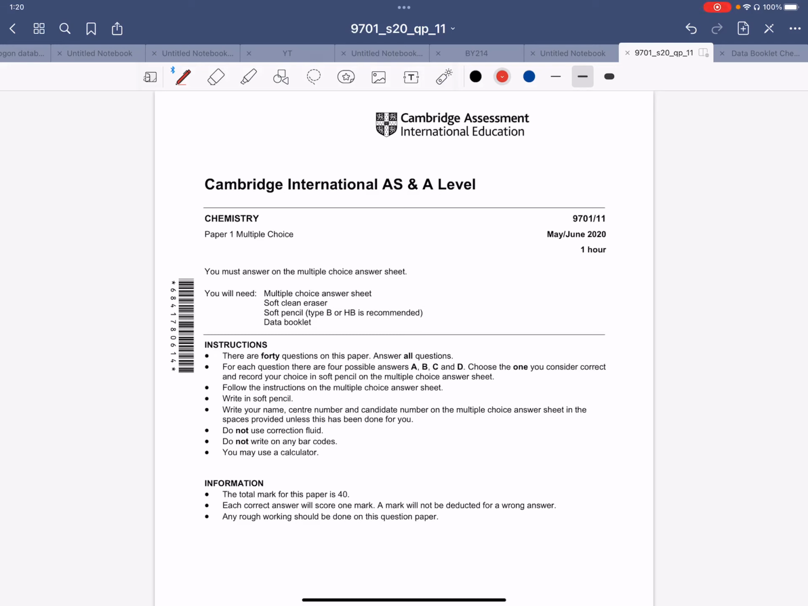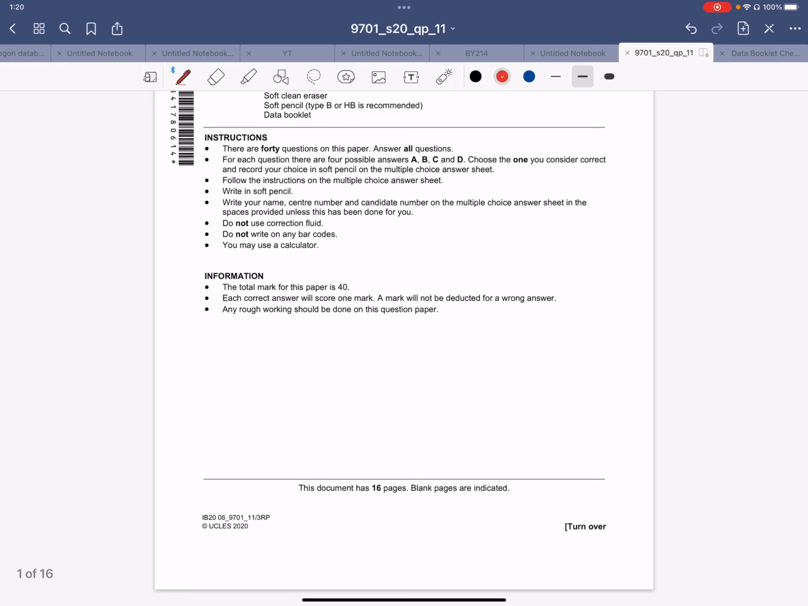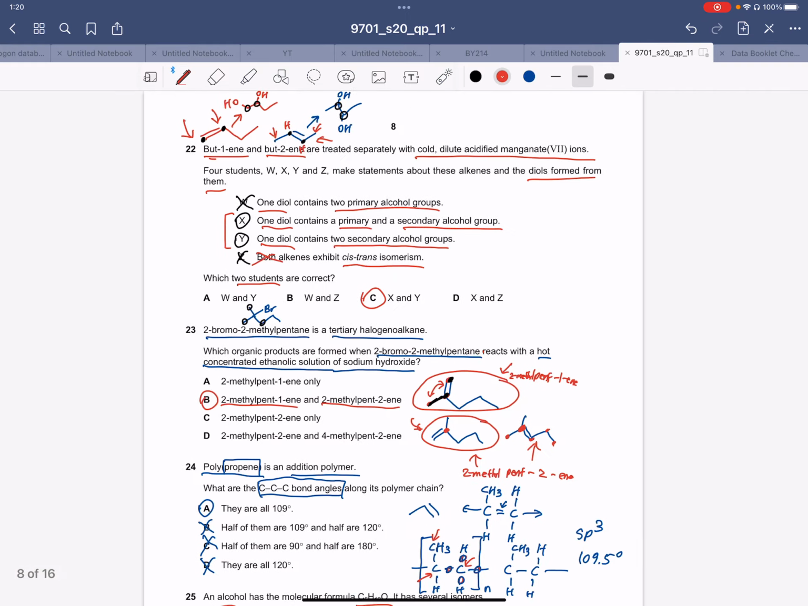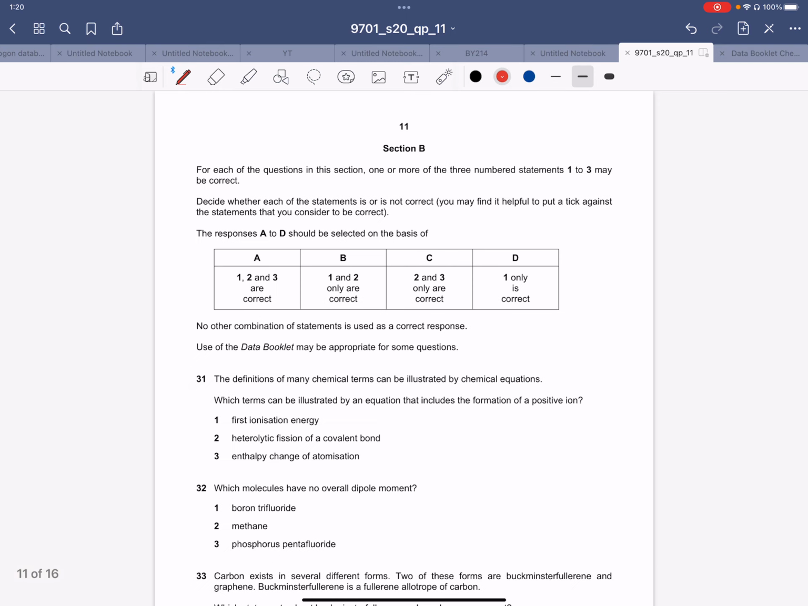All right, guys, home stretch. So this is part 4 of the May June 2020 paper 1-1, and yeah, let's just go. All right, so I think we're doing questions 31 through 40 today. Yeah, let's just get to it.